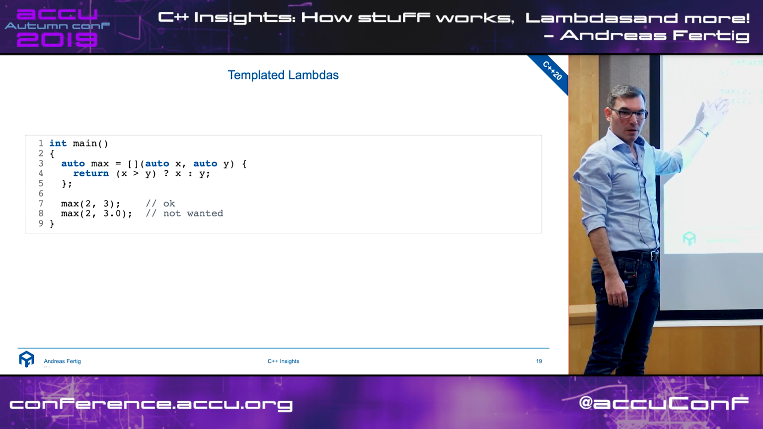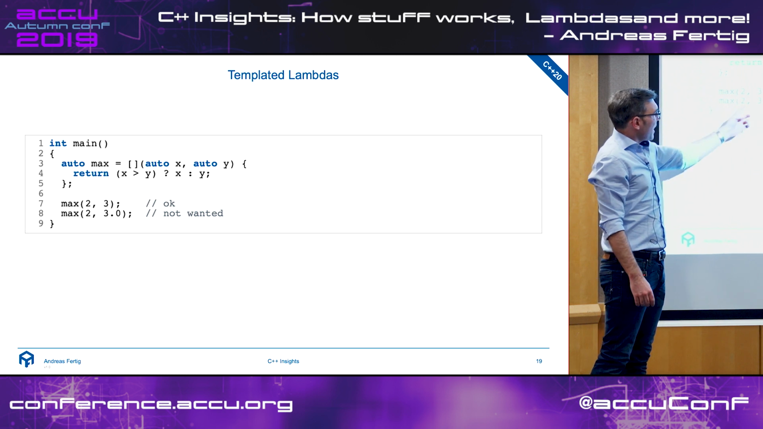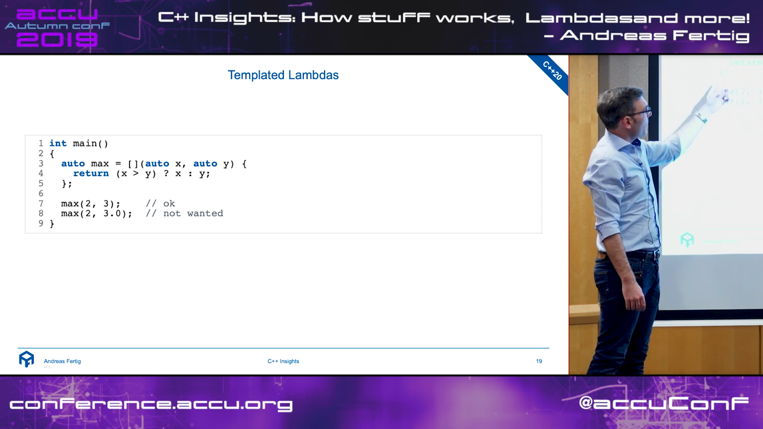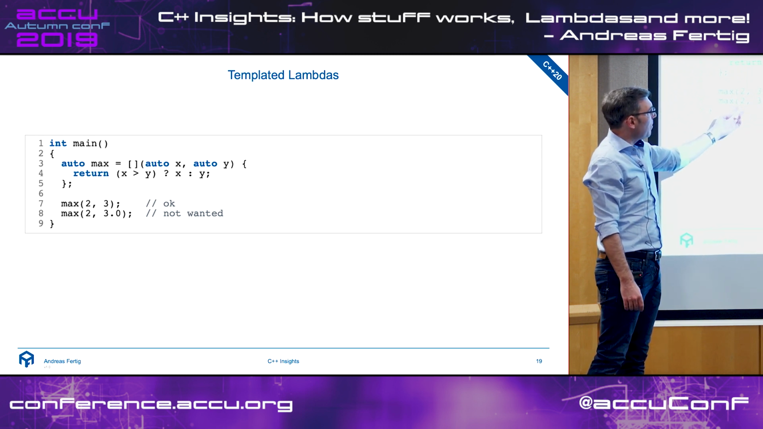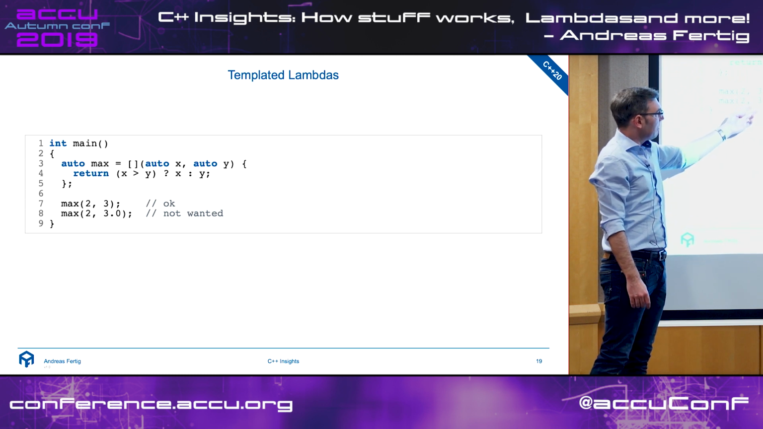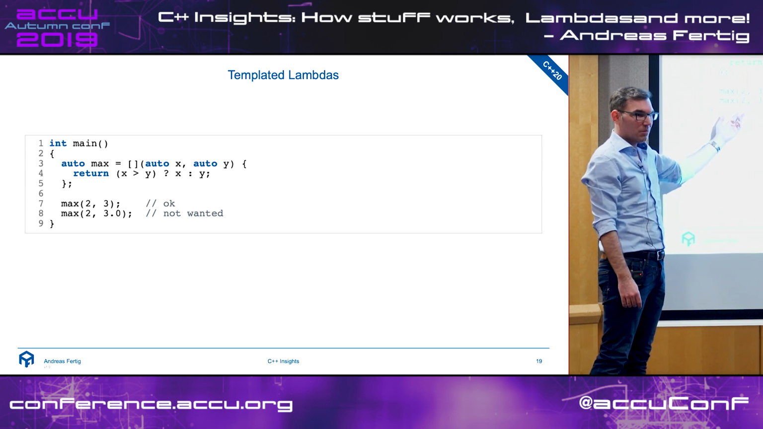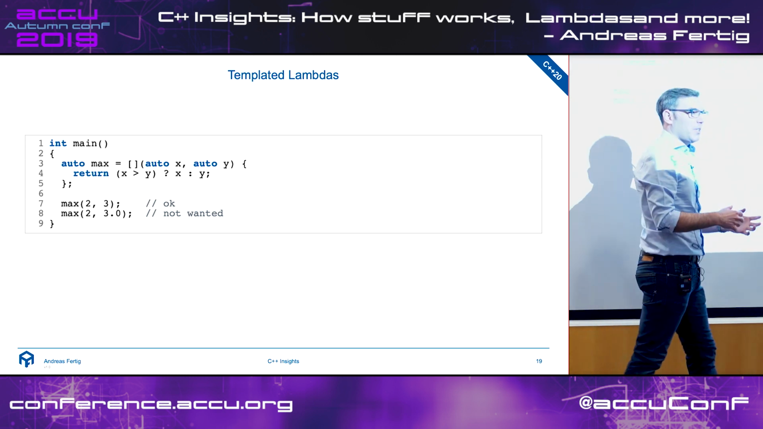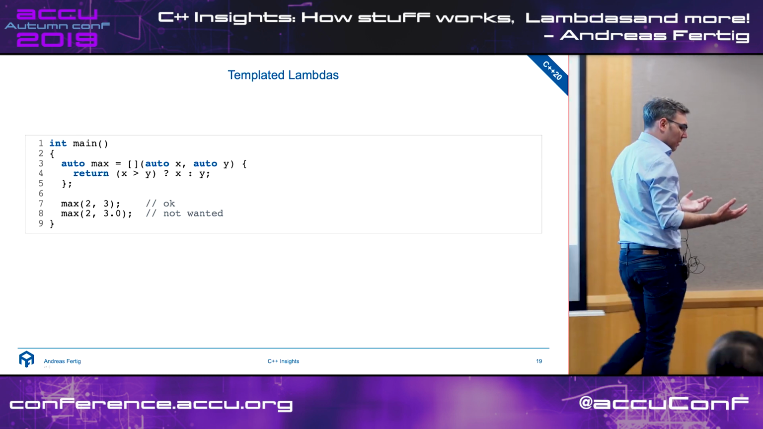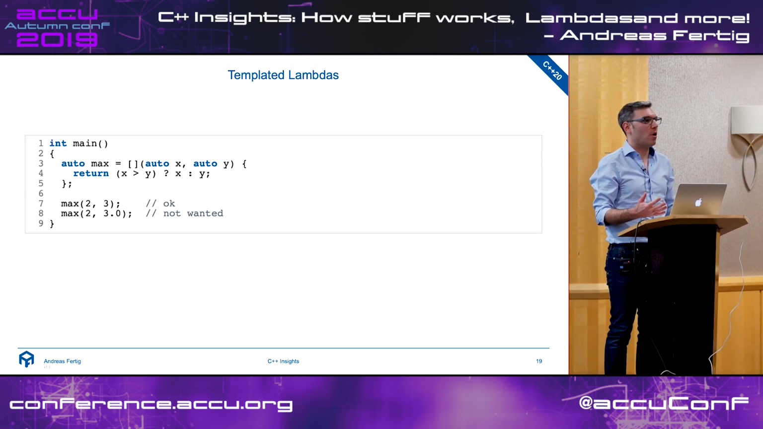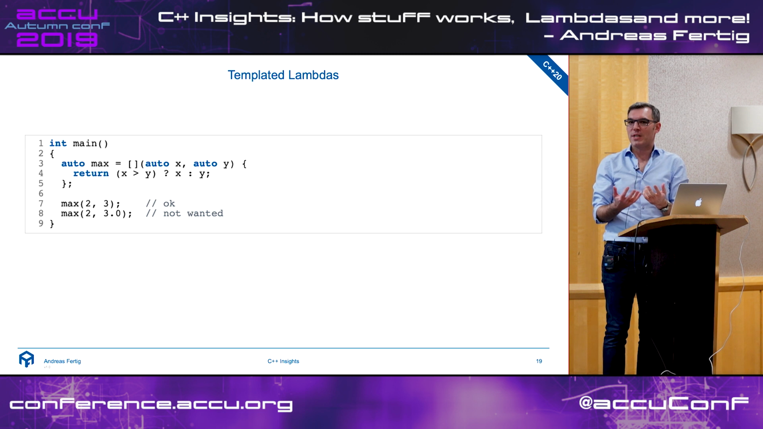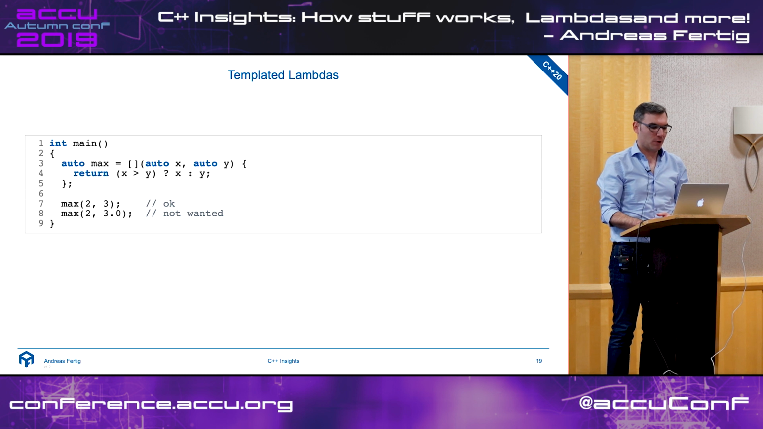Both work, both compile, it's fine. But the second one is probably not what I want, because what is my return type? My return type this time is double. Probably. So I'm giving mixed types in here, and I'd like to have a way to express that this max lambda should be called with only one type. Okay, and I cannot express that with the auto generic lambda we have in C++14.